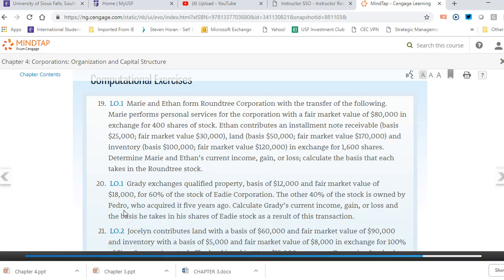Let's talk Chapter 4, Problems. I'm on the computational exercises. The first one I'm starting with is question 19.